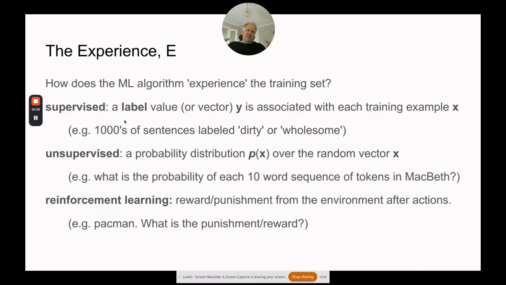Supervised, the experience is just a whole bunch of inputs, and then what's the class? What's the correct answer? Unsupervised is just raw samples from a distribution, just kind of like, here they are. No labels, just observing. And then reinforcement learning is some type of environment that you can hook up.